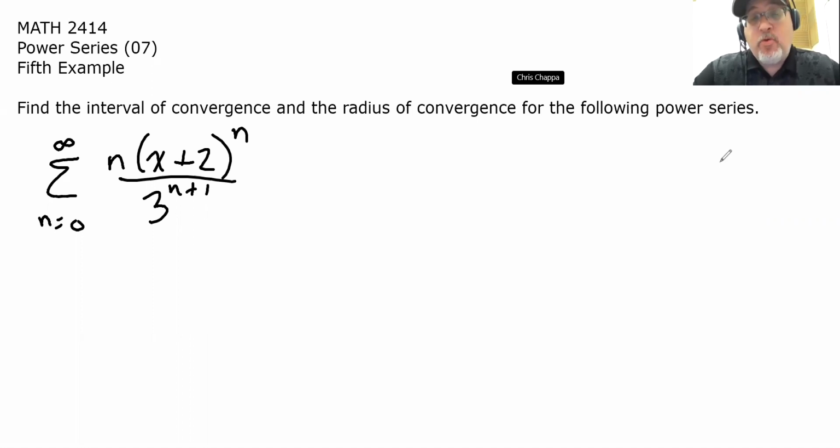Well, same story as before. We're going to set up the ratio test, set the limit less than 1, solve that absolute value equation. If the interval is anything besides the center only or all real numbers, then we'll check each endpoint of the interval for convergence. So let's set up the ratio test.